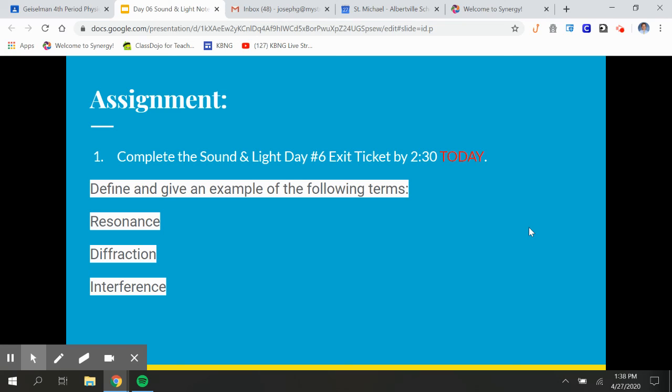All right. So define these three terms: resonance, diffraction, and interference, and answer that for your exit ticket.